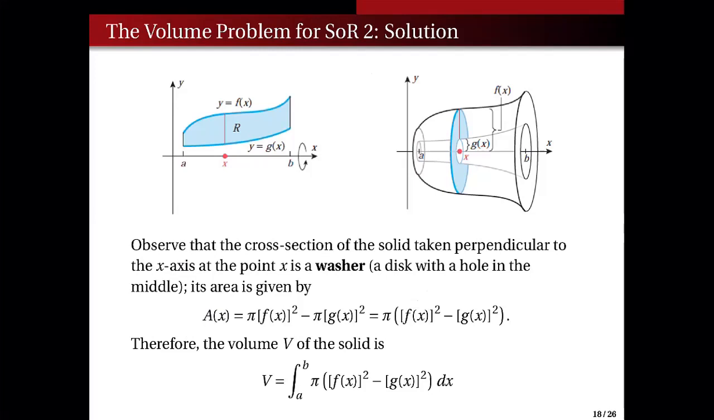We can now apply the concept that we learned at the beginning. And therefore, the volume will just be the integral from a to b of pi times f of x squared minus g of x squared dx.